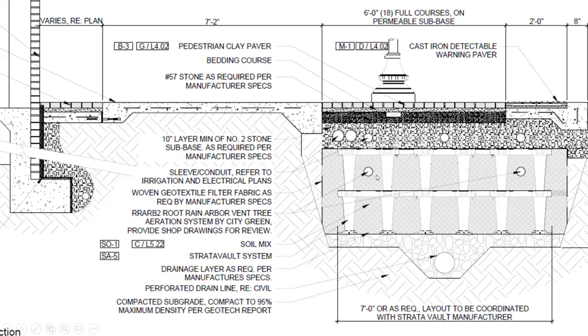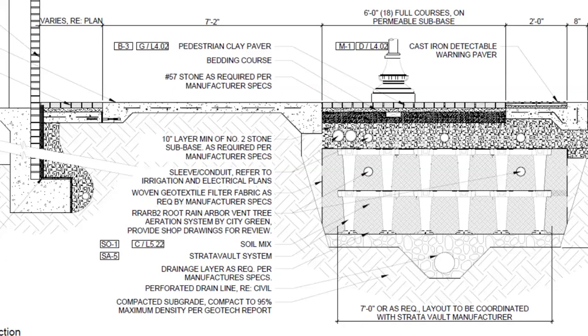And what's really good here, you see this in this design, we got our permeable pavers on top, we got our bedding layer, we got our stone, we got our soil cells, and then below we have a drainage layer. We have our perforated pipe.